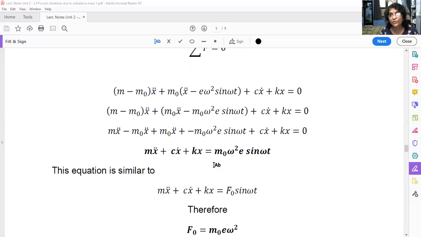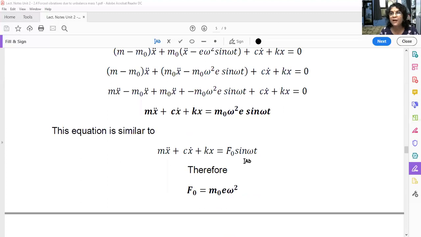If you compare, this equation is similar to the earlier equation we studied for the case of external excitation acting on the system. What was that equation? M x double dot plus C x dot plus K x is equal to F0 sin omega t. Therefore, if you compare these two equations, everything is the same except F0. So what is the value of F0 we are getting here? F0 is equal to M0 e omega square.